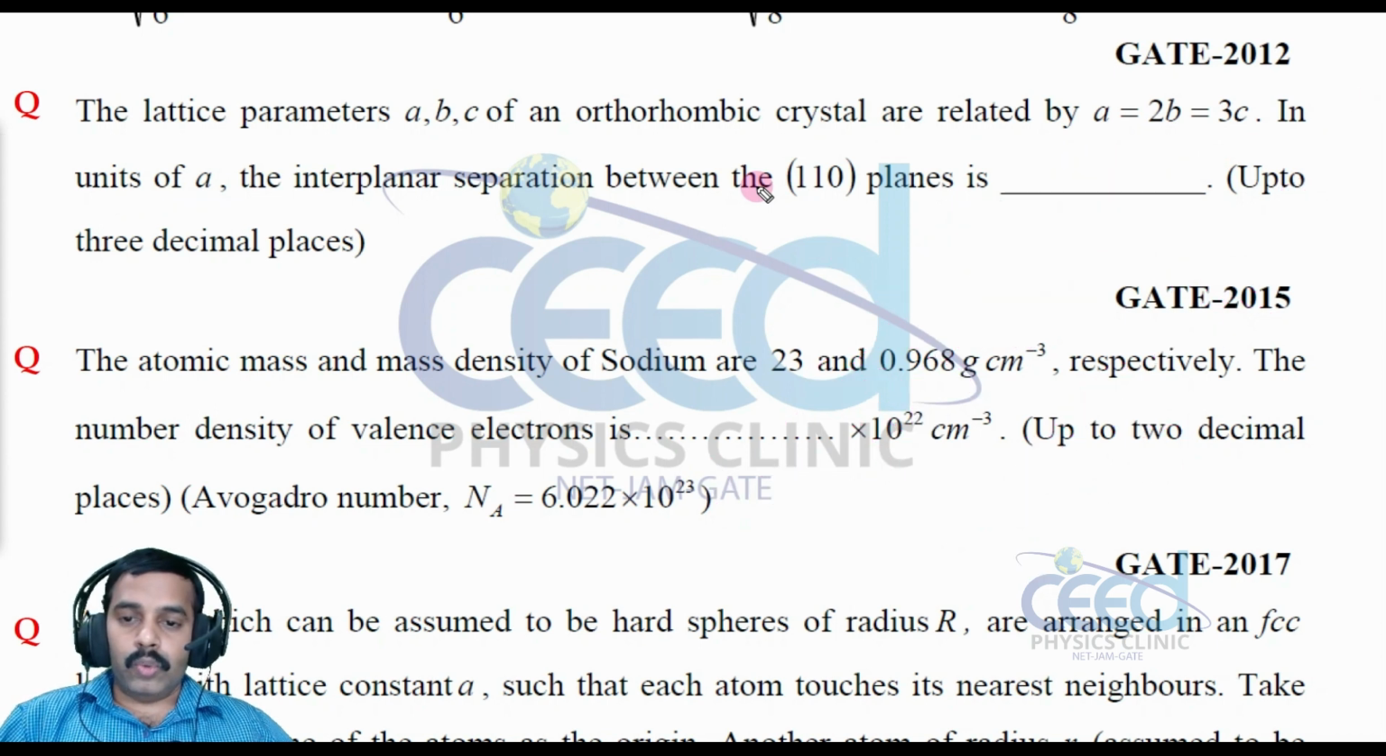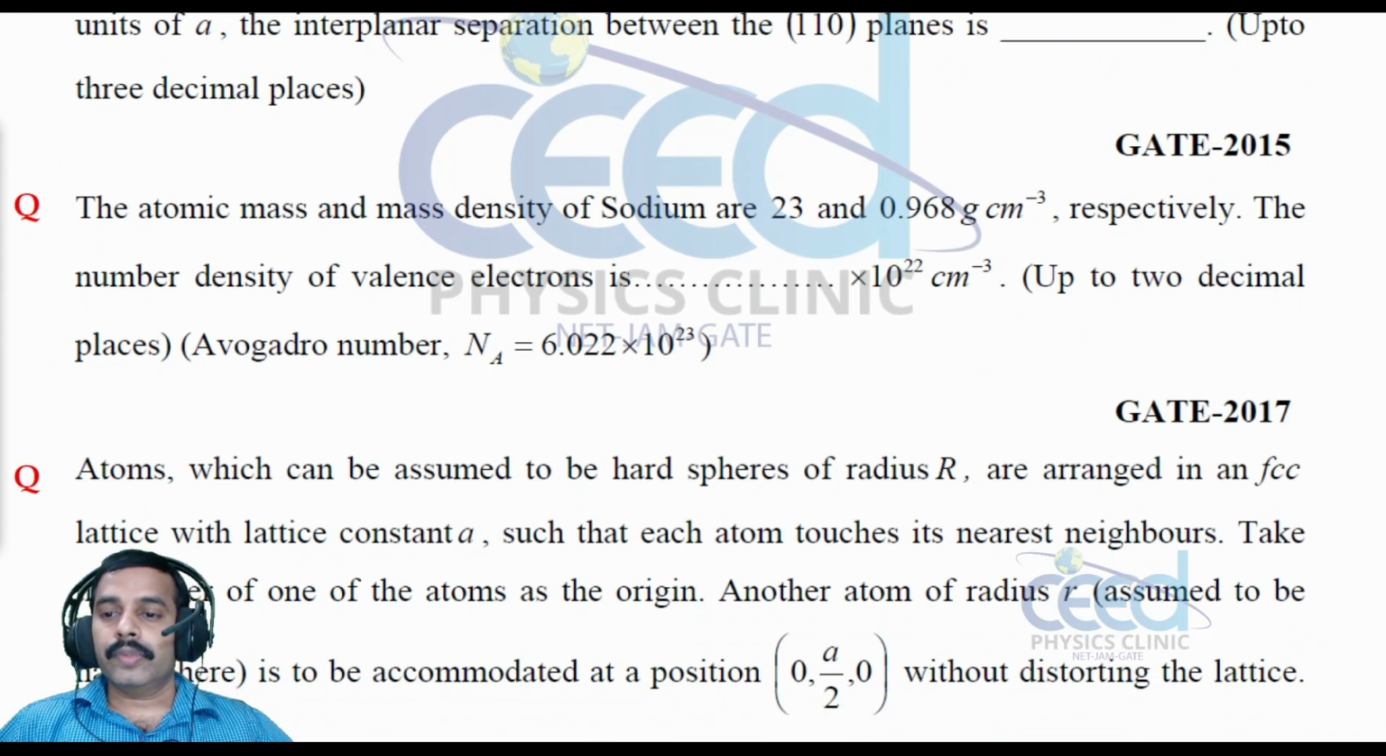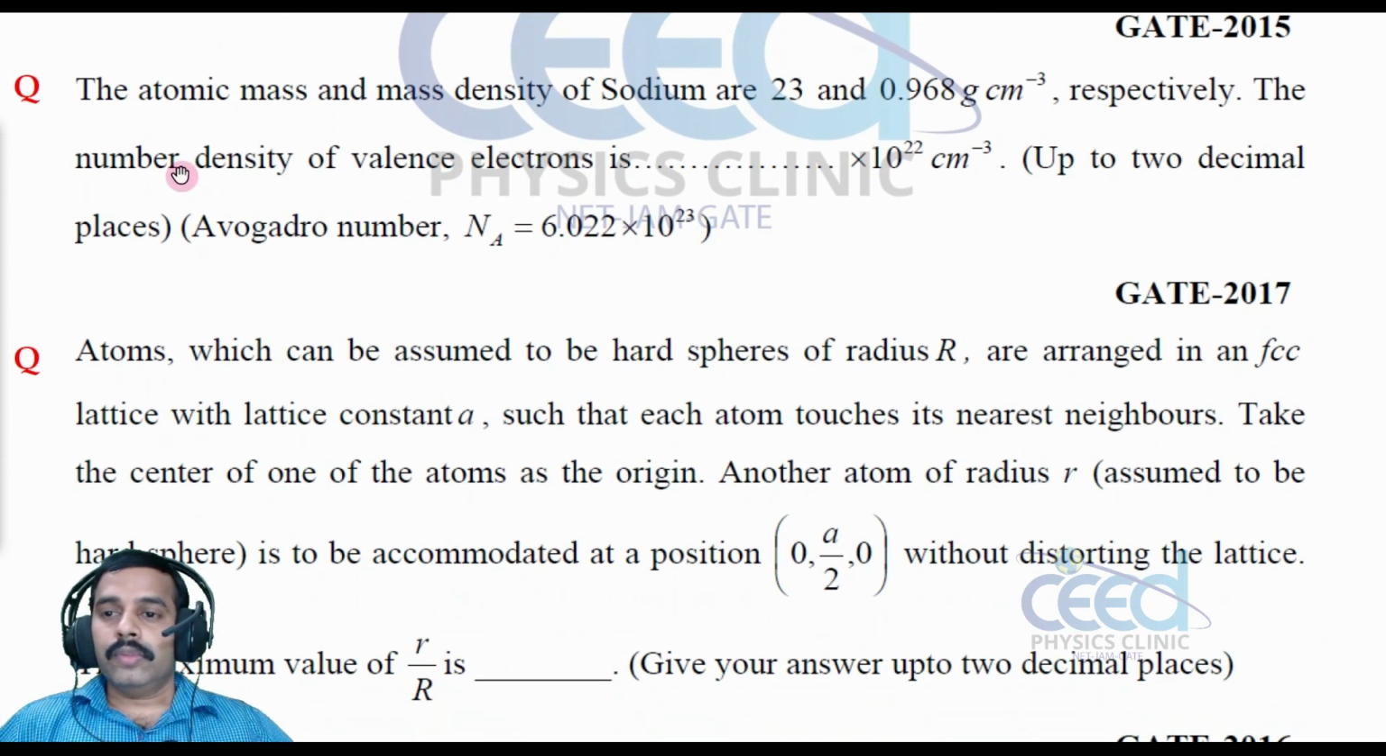Now let us come to another question. The atomic mass and mass density of sodium are 23 and 0.968 gram per centimeter cube respectively. The number density of valence electrons is dash into 10 raised to 22 per centimeter cube, up to 2 decimal places.